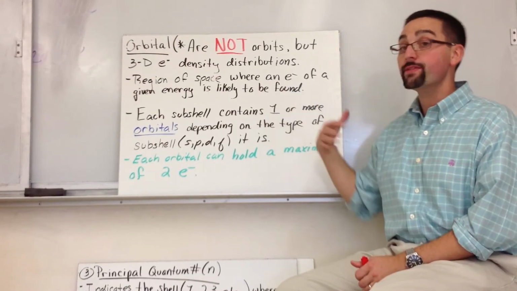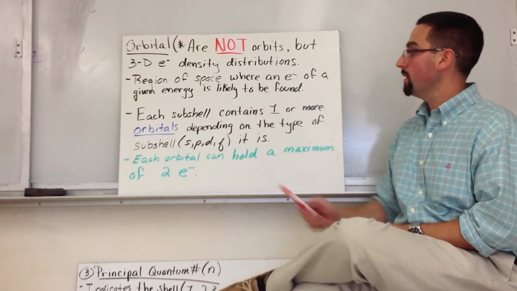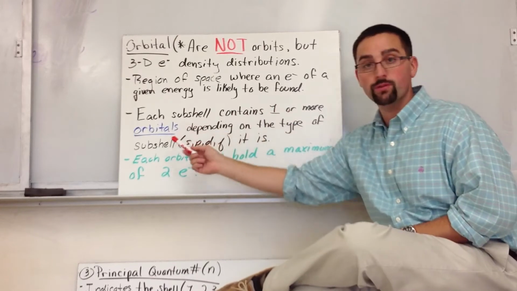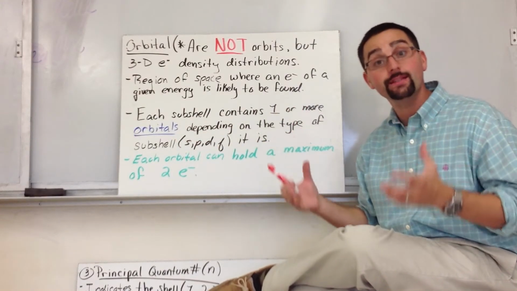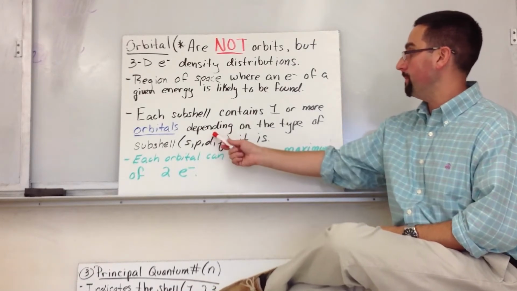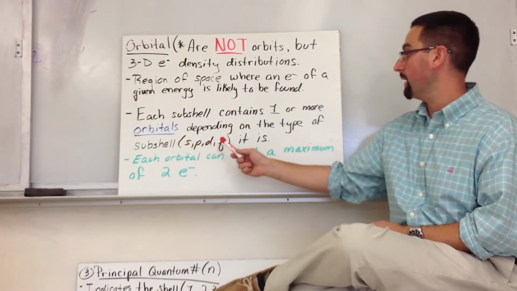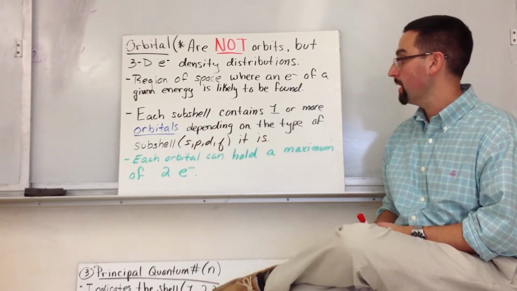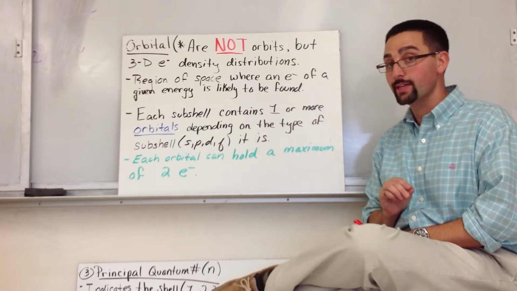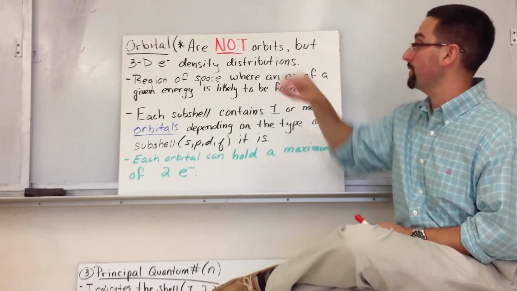Now, within the subshells, the S, P, D, F, etc., each subshell contains one or more orbital spaces, vacancies, where electrons can reside, depending on the type of subshell it is. Each orbital can hold a maximum of 2 electrons. That doesn't matter if it's an S, P, D, or F. They can only hold 2 electrons, maximum.